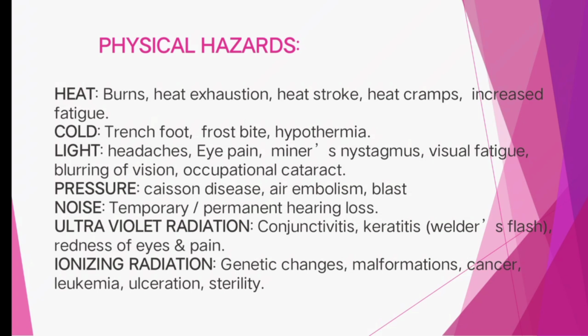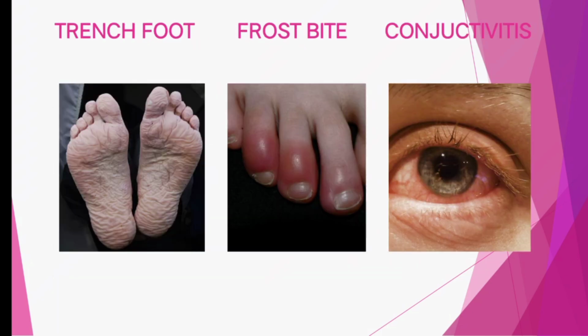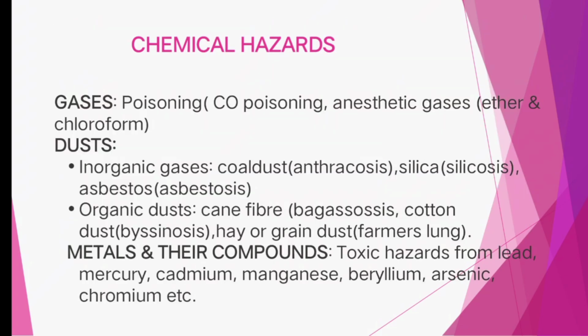You can see that noise sometimes causes temporary to permanent hearing loss. So these all are the physical hazards which take place in the working environment. For example, being in any factory which produces a large amount of ionizing radiation, these health hazards can take place. This is an image of trench foot, from working in a cold area for a very long period of time. Next is frostbite, again in extreme cold, and conjunctivitis or keratitis due to the welder's flash.